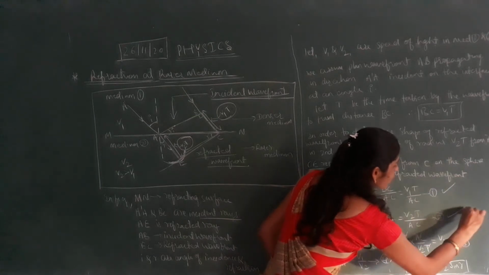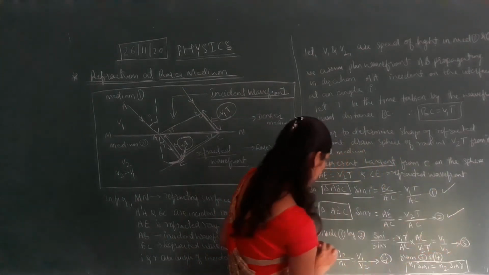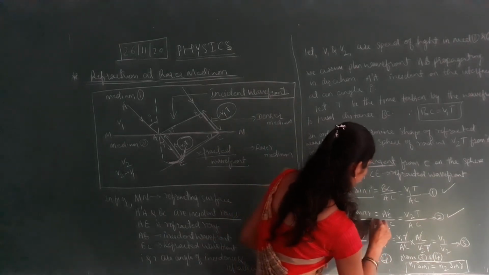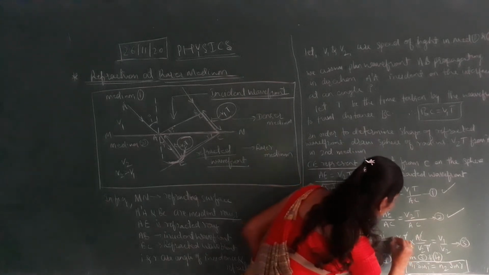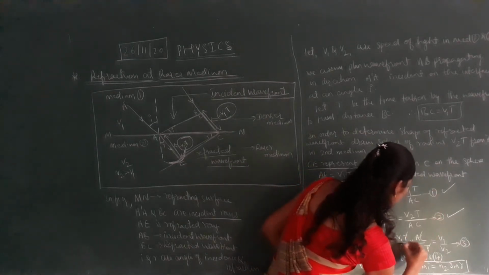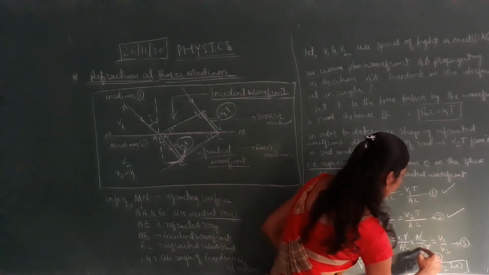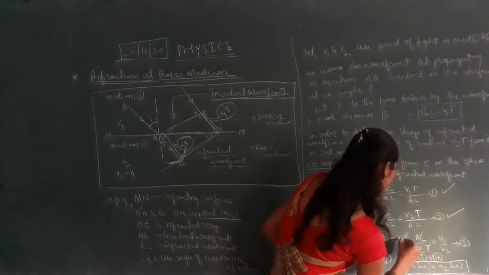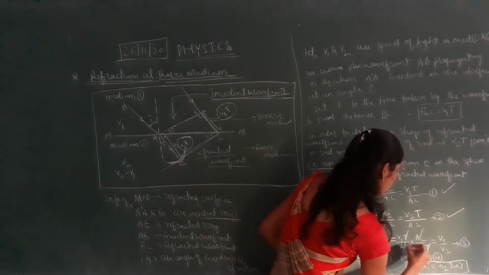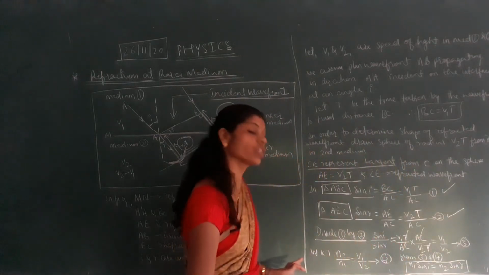This is equation 1 and this is equation 2. Divide equation 1 by equation 2. Therefore sin I by sin R is equal to V1 into T divided by AC, divided by V2 into T. T cancels and AC cancels with each other, so the remaining is V1 by V2. Let us consider this as equation 3.